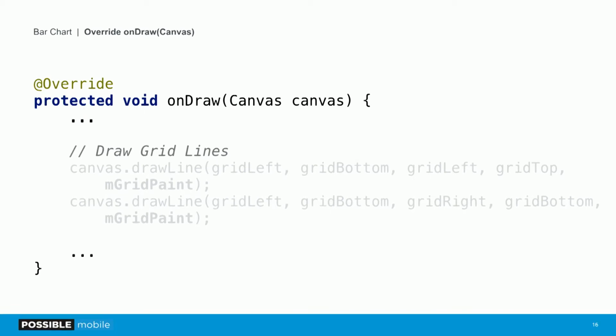What's worth noting here is that when you're drawing things on Canvas, every time you draw something, it will be on top of everything you've previously drawn. So in this case, we're going to start off by drawing the axes.